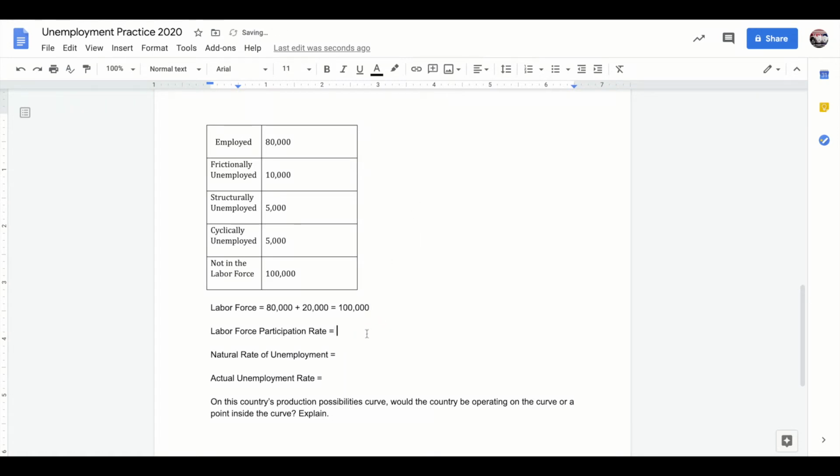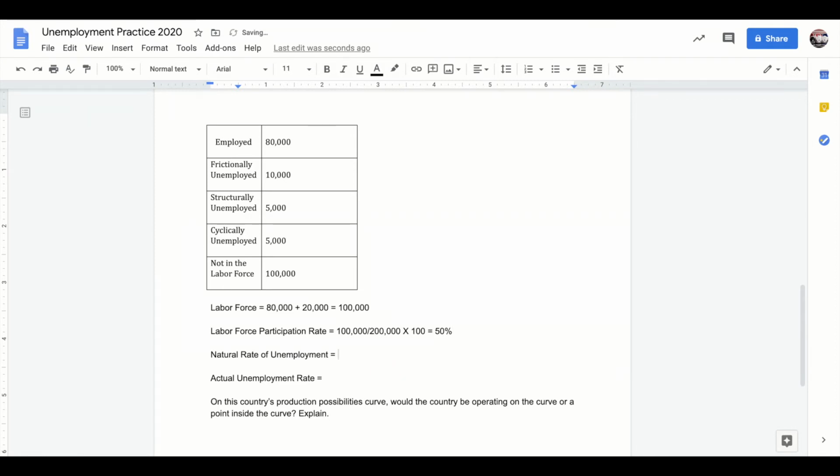The labor force participation rate is then that 100,000 people divided by our adult population. We had 100,000 people that are in the labor force, plus another 100,000 that are not in the labor force. So that's 200,000. And then times 100. That is our labor force participation rate, and it's 50%. 100 is half of 200, so it comes out to 50%.